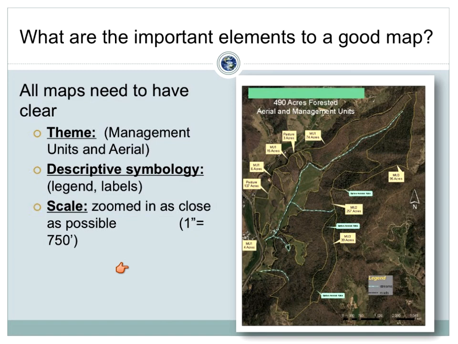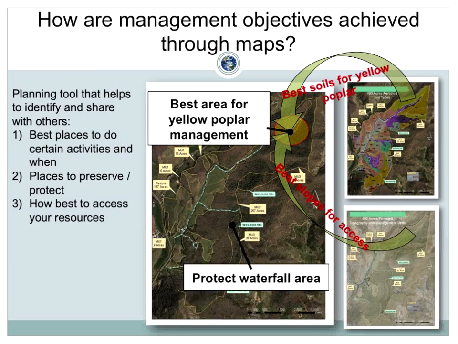And so how do you provide the achievement of your management objectives by using maps? They could be excellent planning tools if you use them correctly. In this case, this is a soils map of that same property. This yellow area happens to be a sawnook soil, which is a colluvial soil up in the mountains of North Carolina. Very, very productive soil. Excellent soil for yellow poplar. If I'm looking for the best area for yellow poplar management, that might be a really good choice. But there's also other soils that are equally as good for yellow poplar.